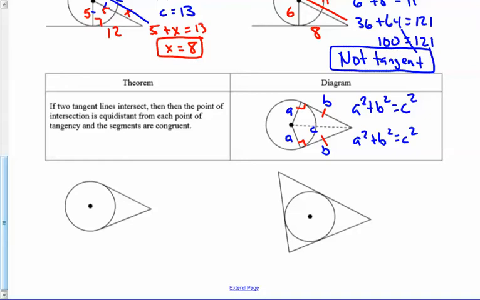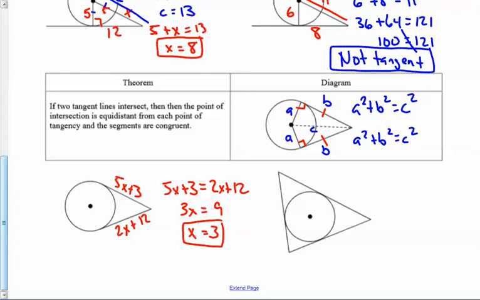So what would that look like? If I give you something like 5x plus 3, and I give you 2x plus 12, then you'll be able to tell me that, well, 5x plus 3 equals 2x plus 12, which you should remember from last class. 3x equals 9, so x equals 3. You're doing problems like that.